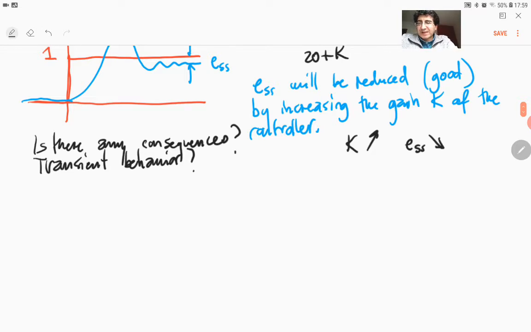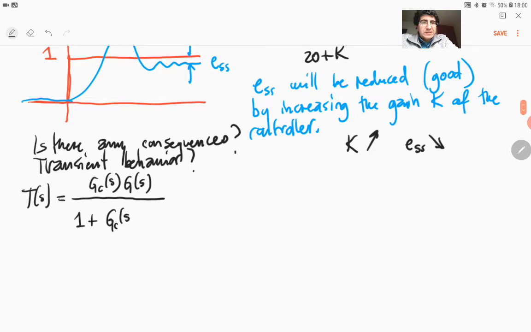So in order to find the transient behavior, we need to look at the closed loop transfer function, the overall transfer function. In particular, the denominator will give us the characteristic equation, and therefore the poles of the system. So let's calculate the transfer function. The overall transfer function is, well, we have the open loop here, Gc(s) G(s), divided by 1 plus Gc(s) G(s), because we don't have any block on the feedback path.